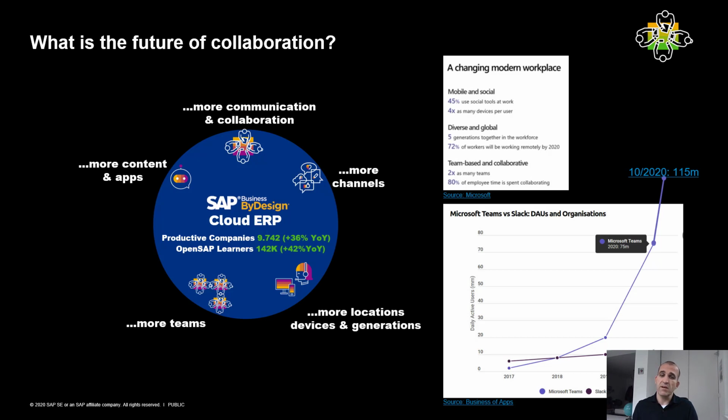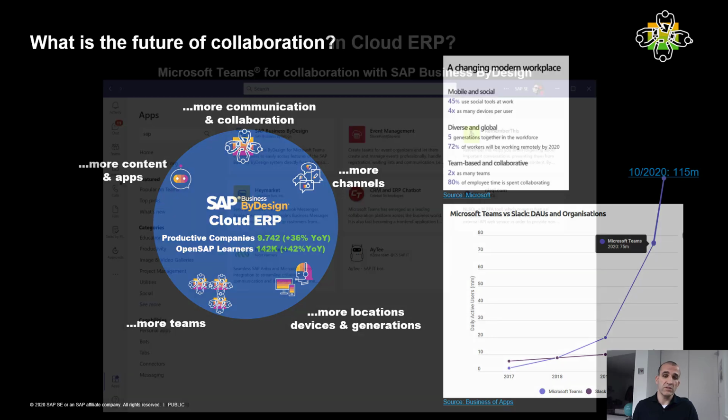Microsoft found out that more and more people use more devices on more locations, and you want to set up more overlapping teams. And of course, you want to connect also your generations with collaborative apps. And inside the collaboration is usually the data you get from your business, and that is coming from your cloud ERP, which is Business ByDesign when it comes to SMEs.